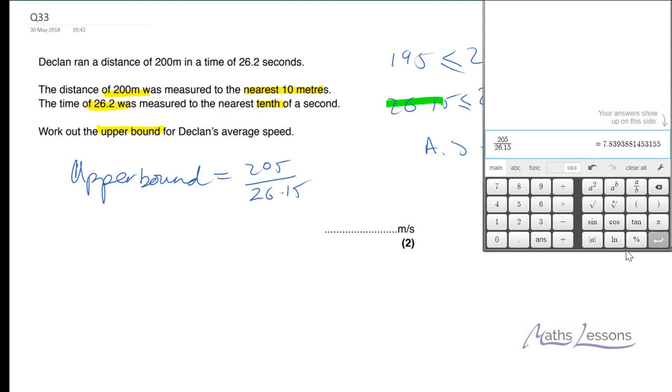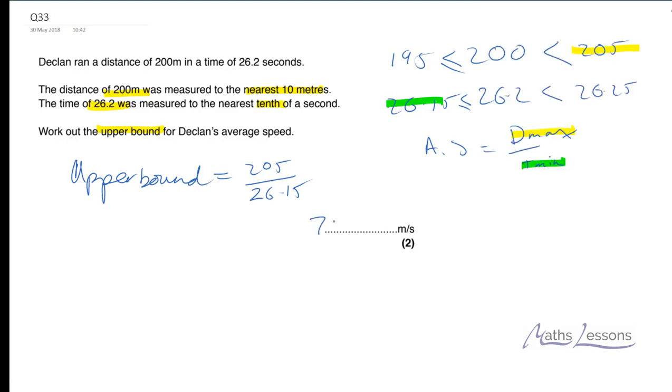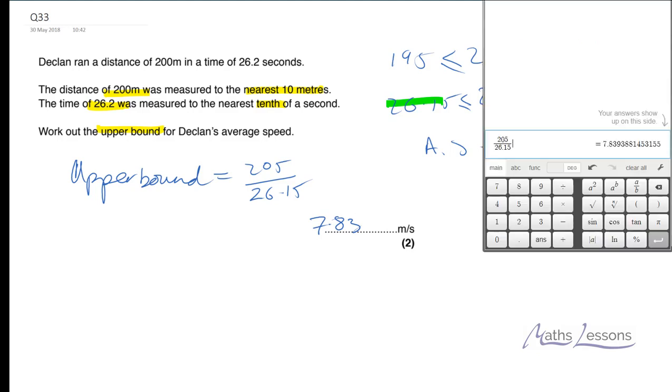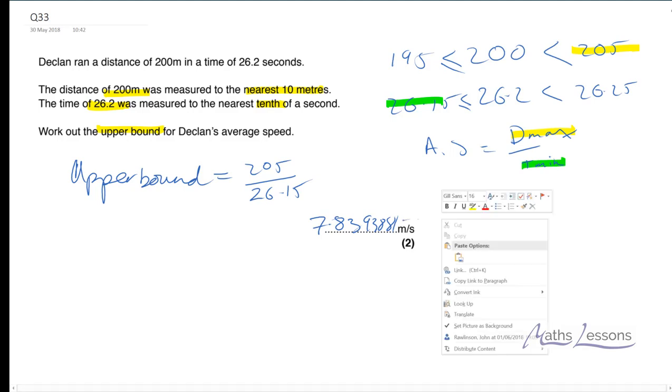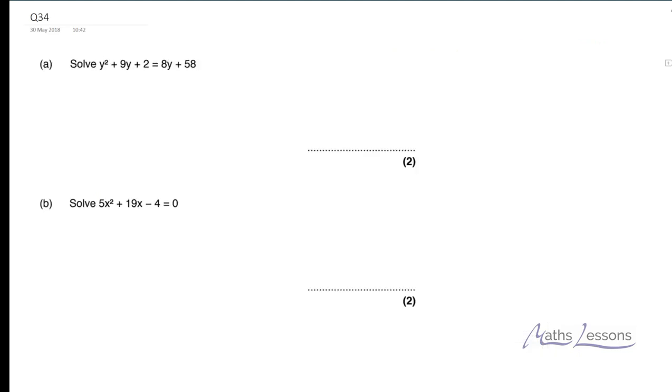So we're going to do 205 divided by 26.15, and that gives us 7.839381. So that will do for accuracy for this. Generally, normally give the whole calculator display. This is probably plenty for this for now.